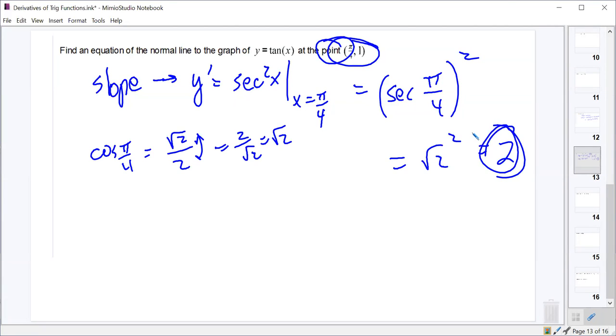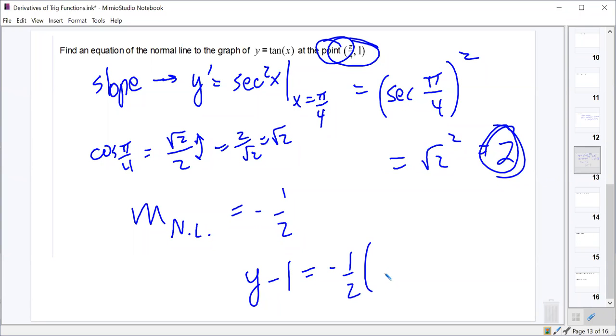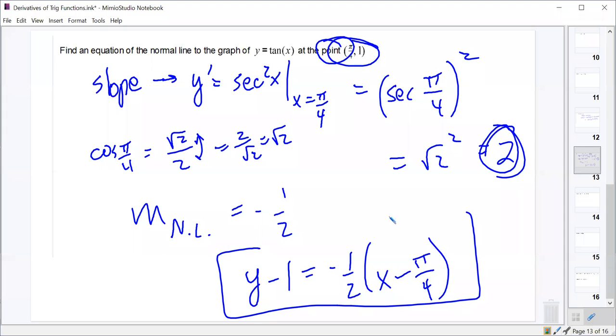So what should the slope of the normal line be? Negative 1/2. Yep, negative 1/2. So our equation should be y minus 1 equals negative 1/2 times x minus pi over 4. Good or no? Any issues with that?